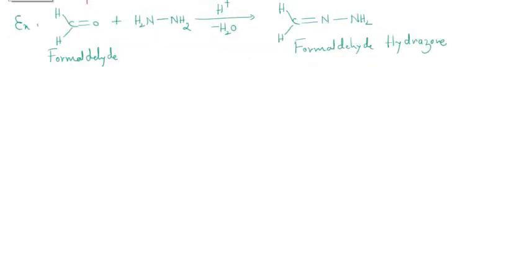So here I have taken the first example, that is example number 1. I have taken formaldehyde, right? So when formaldehyde is treated with hydrazine, there is a loss of this water molecule H2O, and I have written it here, you can see that, and the product is nothing but formaldehyde hydrazone.